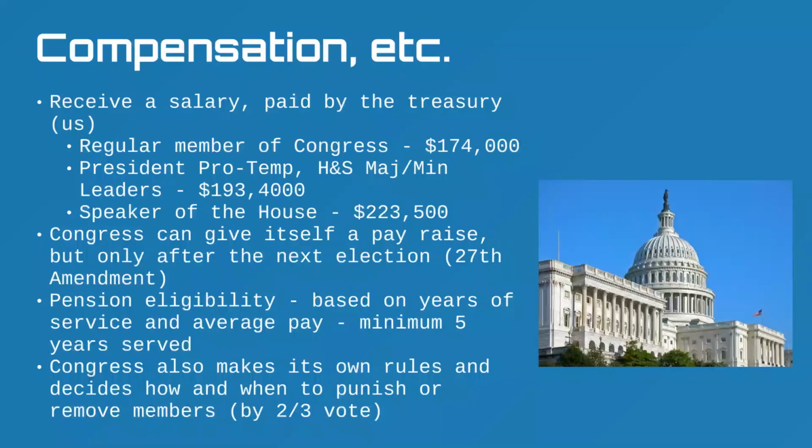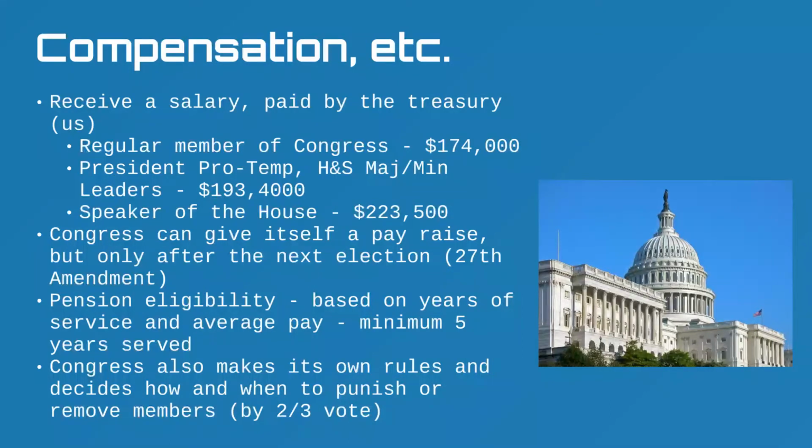Congress can give itself a pay raise, but it doesn't take effect until after the following election. That was decided using an amendment, the 27th Amendment. And that's done for obvious reasons. They can't just say, hey, let's vote and give ourselves a pay raise right now. So they made that change. You have to be in Congress and serve for a minimum of 5 years to get basically any kind of retirement benefits.